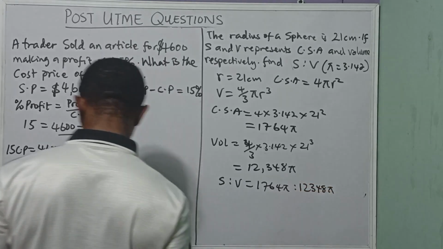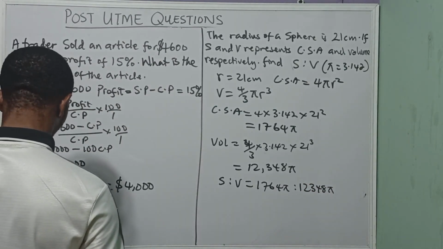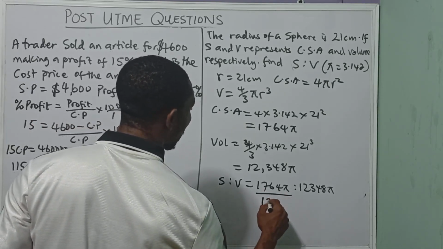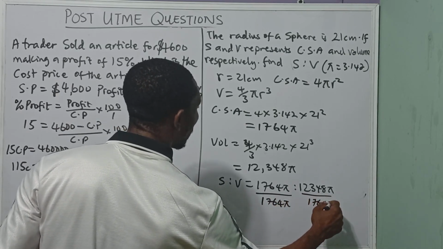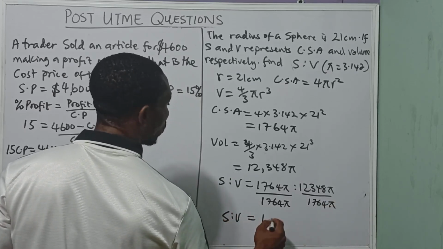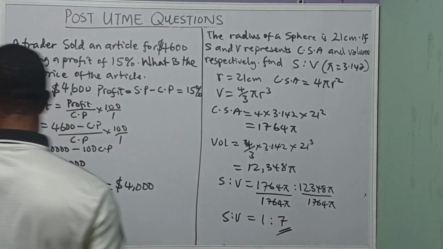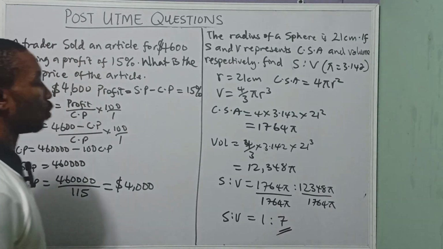Okay, now so we're having this as S is to V will be 1764 pi is to 12,348 pi. Okay, divided by 1764. So if we divide by 1764 pi, we'll have this as S is to V will be 1:7. Okay, so our ratio here for this will be 1:7.